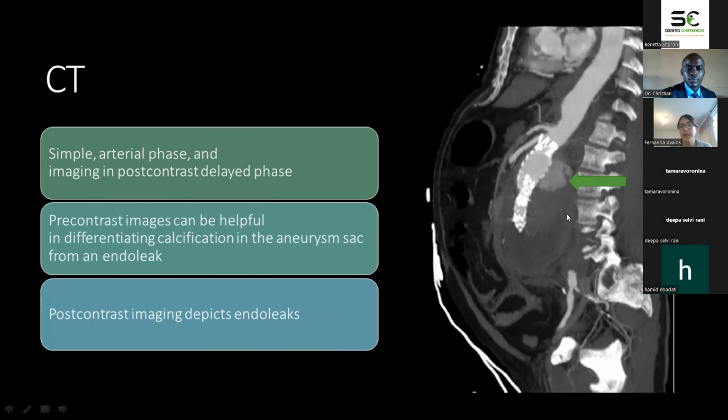Here in this example, we have a sagittal reconstruction, the aorta, the graft.